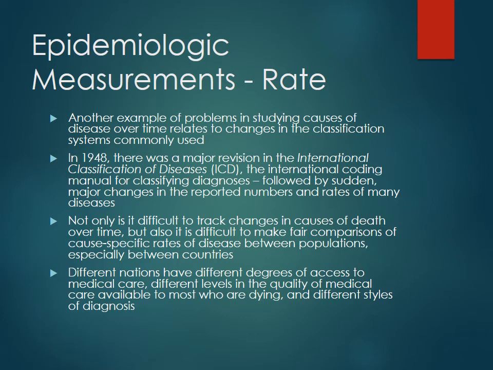Not only is it difficult to track changes in causes of death over time, it's also difficult to make fair comparisons of cause-specific rates of disease between populations, and especially between countries. If the documentation is not very good in one country versus another, that can be very difficult to compare. Different nations have different degrees of access to medical care, different levels of quality of medical care, and different styles of diagnosis. All of these things can affect your numbers and skew them one way or another. That's why it's difficult to control for those confounders.